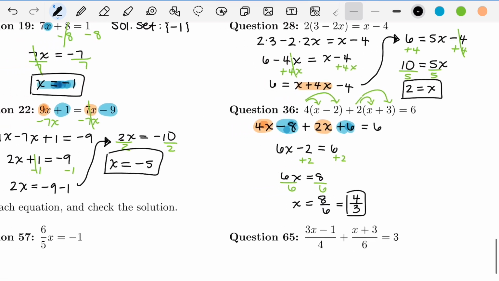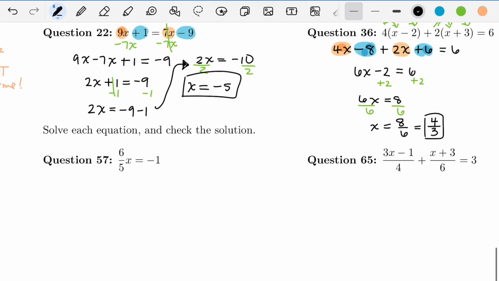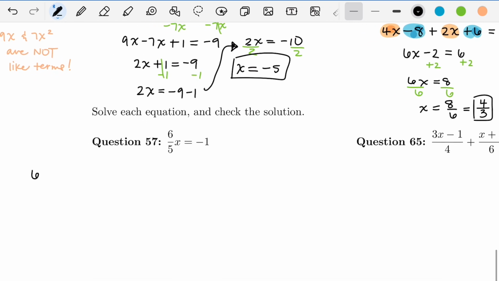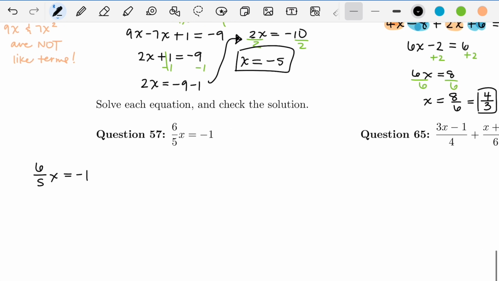All right, let's move on to our last two questions here. Now in this case, we're working with fractions. So for question 57, I'm gonna show you two different ways to do it. So we have 6 over 5x is equal to -1. So again, we want to solve this equation here. So we want to isolate our variable x.